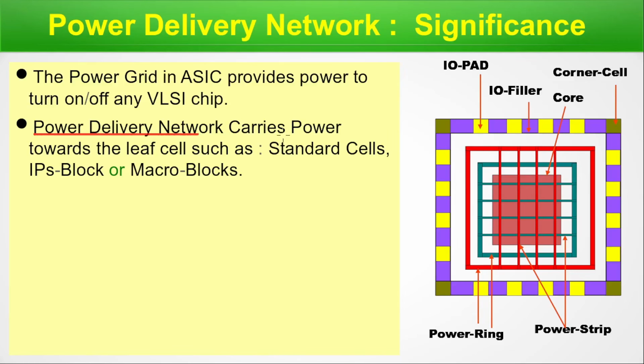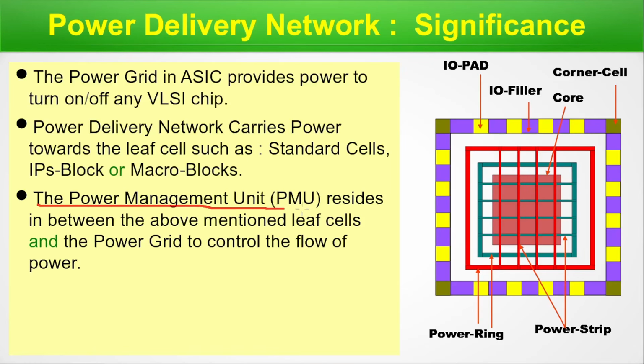Power delivery network carries power towards the leaf cell such as standard cell, IP blocks or macro blocks. So you can see these power strips get further subdivided into power strips. Power rings are subdivided into power strips and those carry the power up to the leaf cells, which may be standard cells, which may be IP blocks, which may be macro blocks.